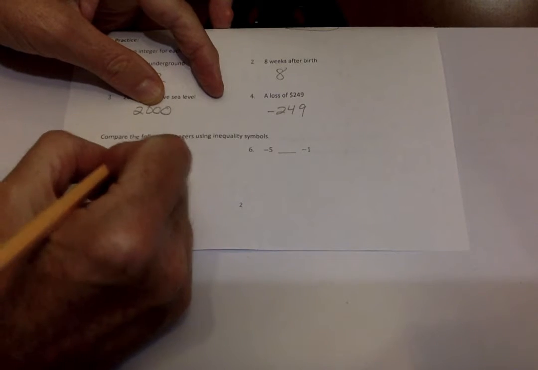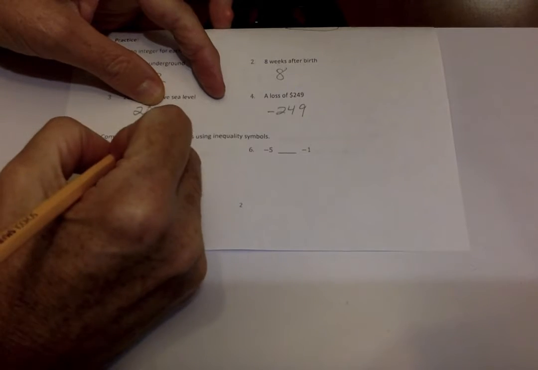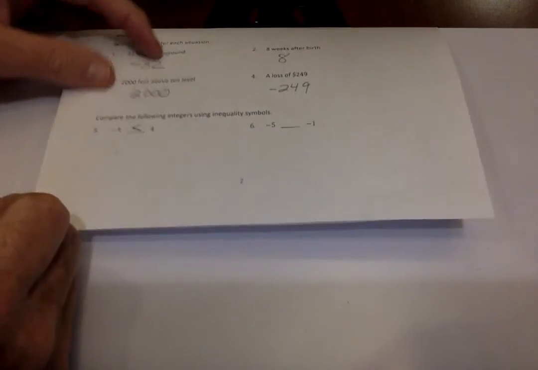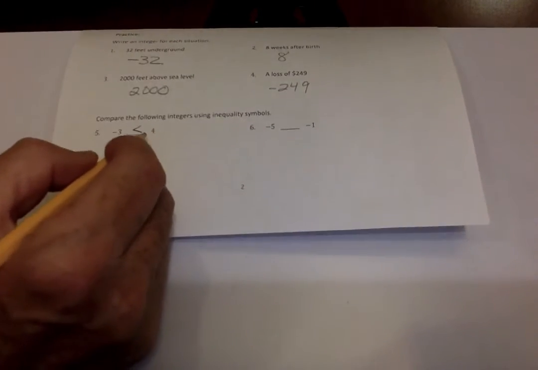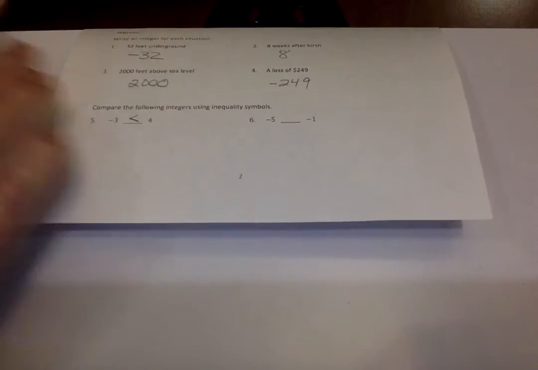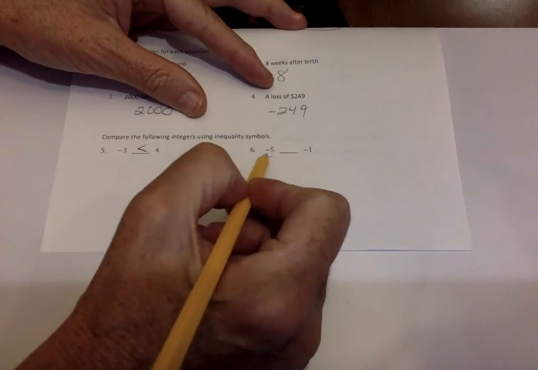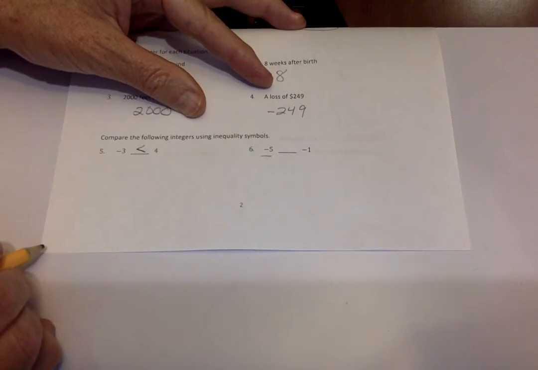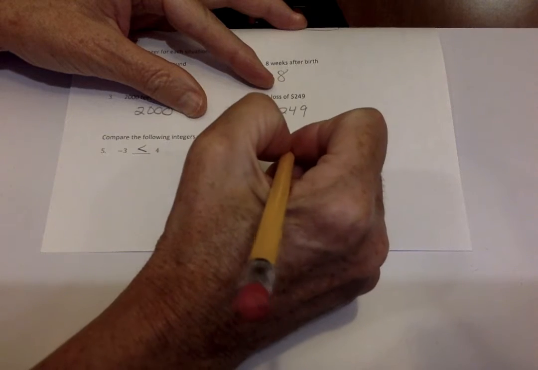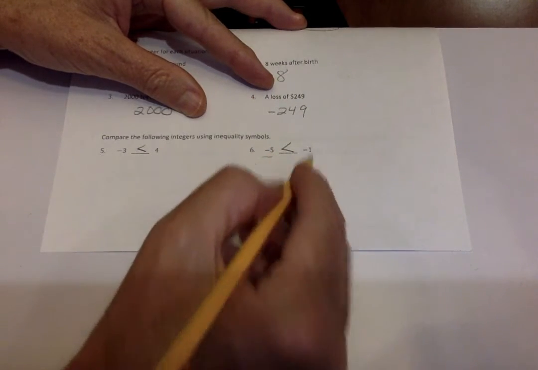Okay, now we're going to compare the following integers using inequality symbols. Negative 3, is that less than, greater than, or equal to 4? Less than. If you think about the alligator, it wants to eat the 4. Okay, now negative 5 and negative 1, this is where a lot of students get confused. Remember, the higher the negative, the bigger the loss. So it would actually be this direction because negative 5 is less than negative 1.